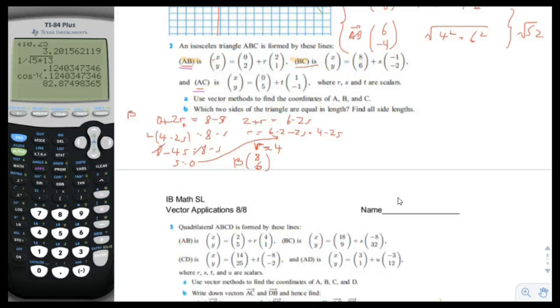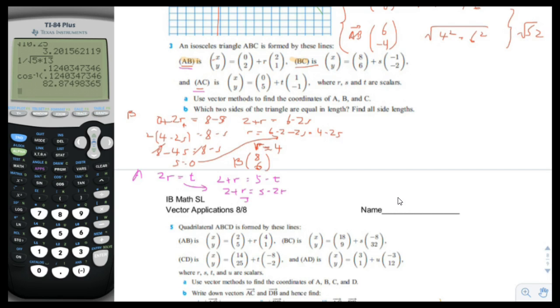coordinate A. So if we do coordinate A, we're going to use these two equations. And so the first one is going to be 0 plus 2r, and that's equal to 0 plus t. And then the y-coordinate would be 2 plus r, which is equal to 5 minus t. And so now we plug in t equals 2r for this one. So we have 2 plus r equals 5 minus 2r.